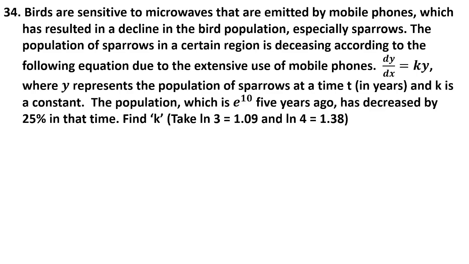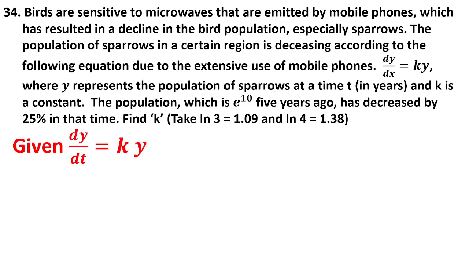The population which is e power 10, 5 years ago, has decreased by 25% in that time. That population idea is given in two years, that is for the year 0, that is the initial year, and at the 5. Why have they given? Because we are going to get two constants in the general solution. We have to eliminate both the constants.